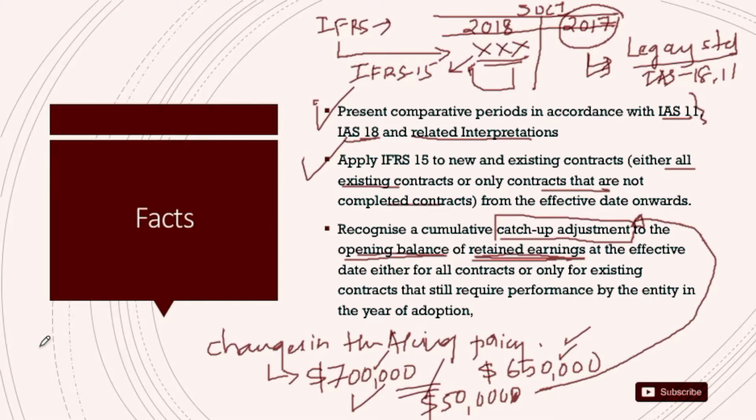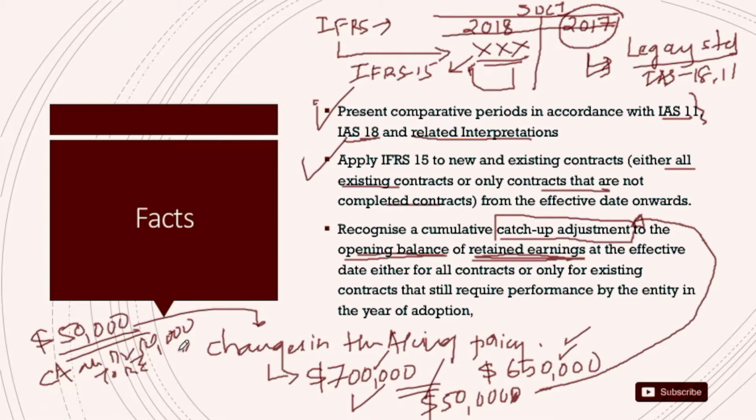Suppose we need to recognize an asset to the tune of 50,000 due to this application. The entry would be: contract asset account debited 50,000, to retained earnings 50,000. So we need to make the adjustment in the retained earnings.